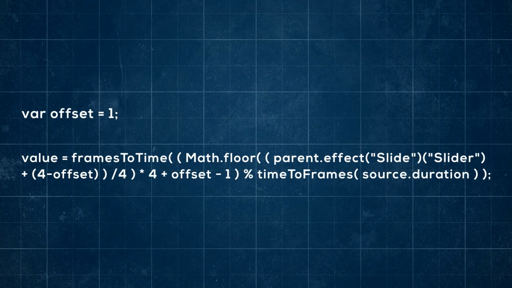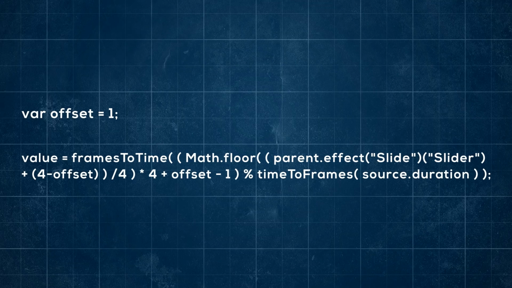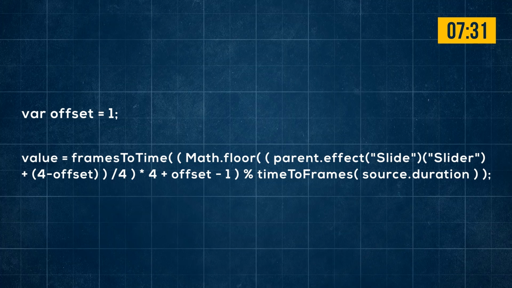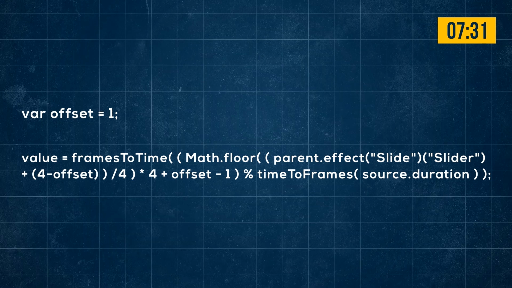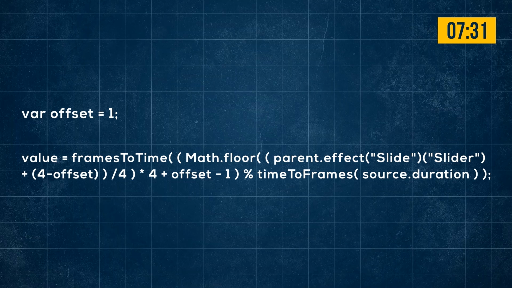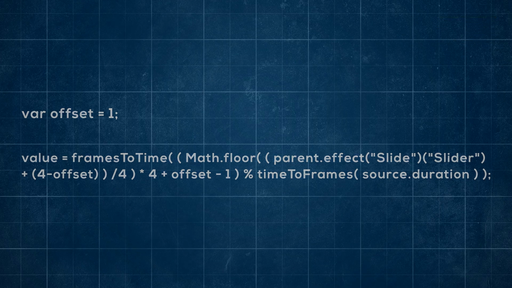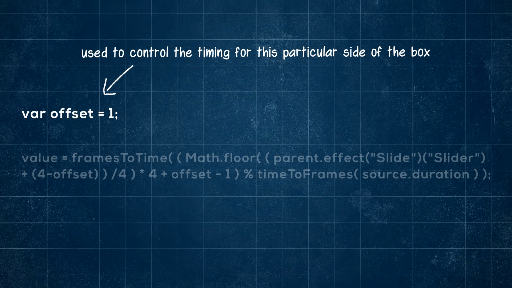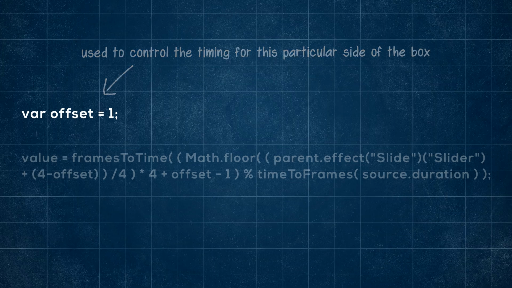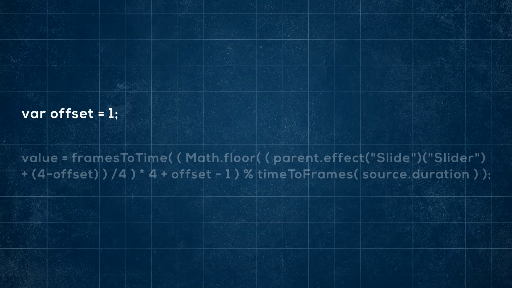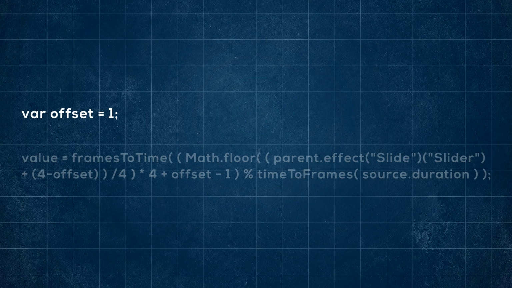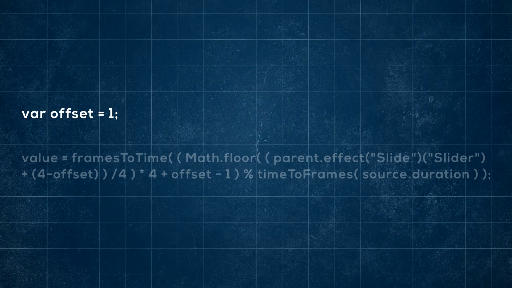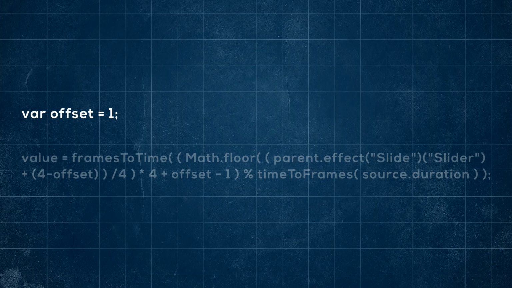Let's pause for a moment and break down what this expression is actually doing. If you want to jump forward to the next part of the tutorial, the timecode is here. Otherwise, let's have a look at this expression in a more granular way. The first line sets an offset, which is used to control the timing for this particular side of the box. This ensures that each side changes at the right moment as the box rotates. By adjusting the offset value for different sides, we can stagger their timing.